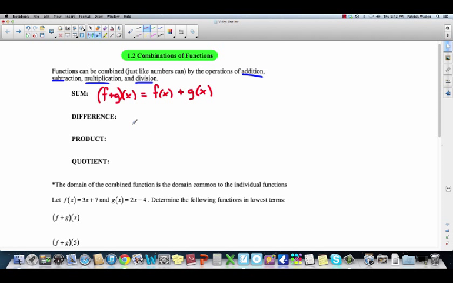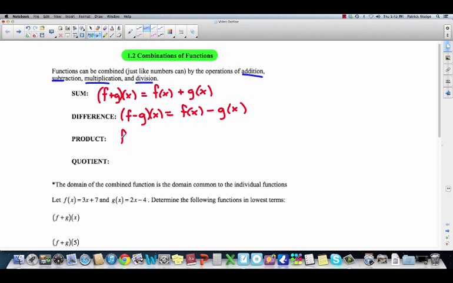I know this is pretty abstract. You might not be totally understanding what I'm saying here, but once you see the examples, you're going to say, oh, that makes sense. It's actually almost intuitive. The difference, so we're talking about subtraction here. If you want to know the difference between two different functions in terms of x, figure out what one function is in terms of x, and then subtract the other function in terms of x. These two things are equal to each other.